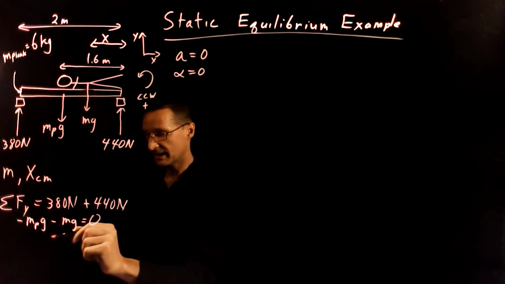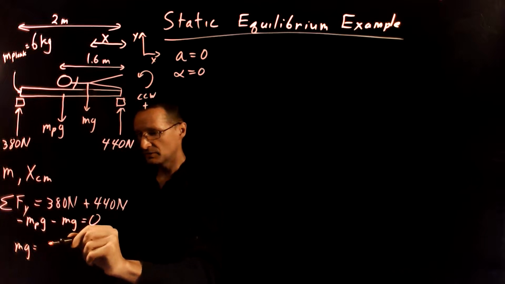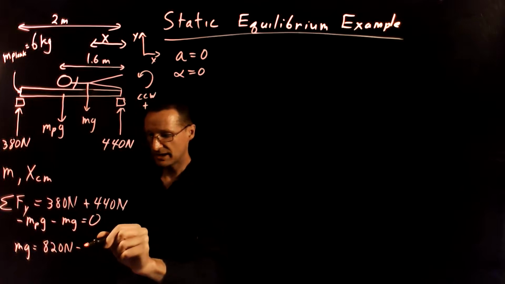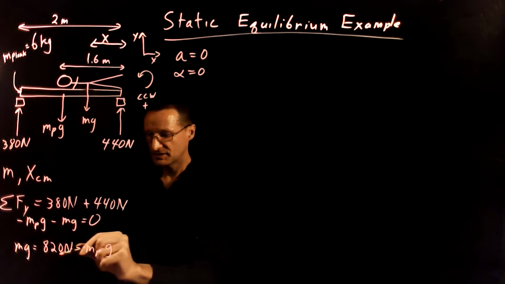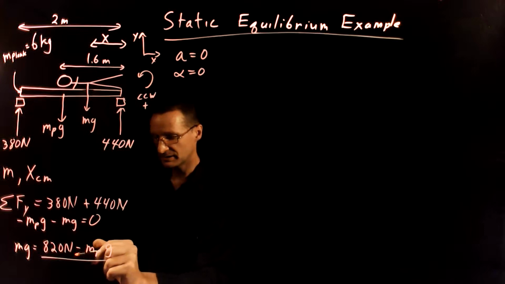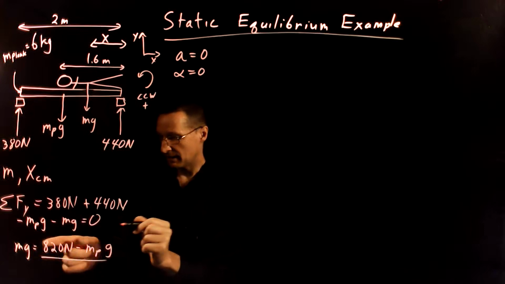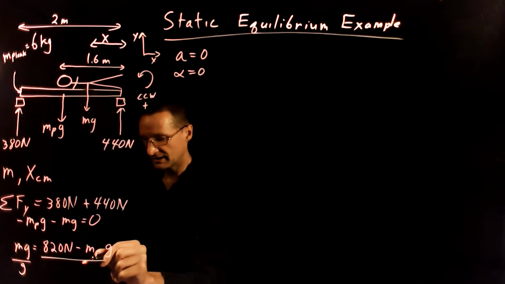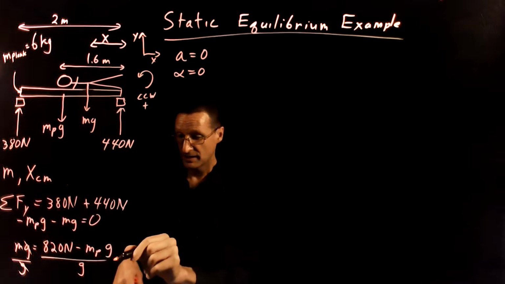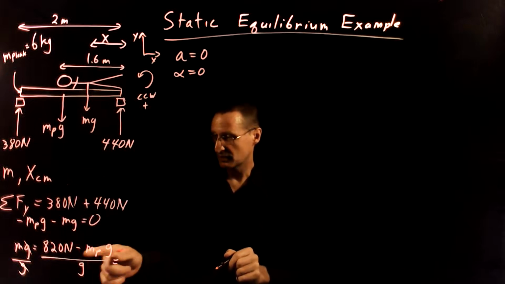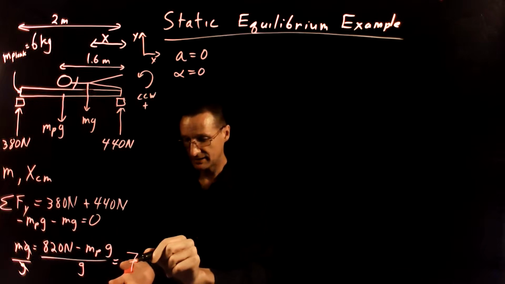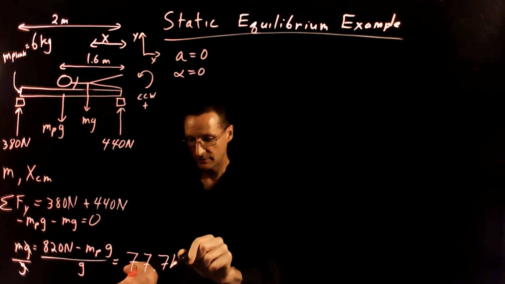I'll move the mg to the other side. And this gives me mg equals 380 plus 440 is 820 newtons. And then I subtract off the mass of the plank times g. And I know the mass of the plank is 6. I could plug that in now, but let me just write it this way so you can see what I'm doing. I want to solve for m, so let me just divide both sides by g, so that gets rid of the g, and I'm left with just the mass. So if I take this, now I know all these, I can just plug all my numbers in. And if I do that, I get 77.7 kilograms.